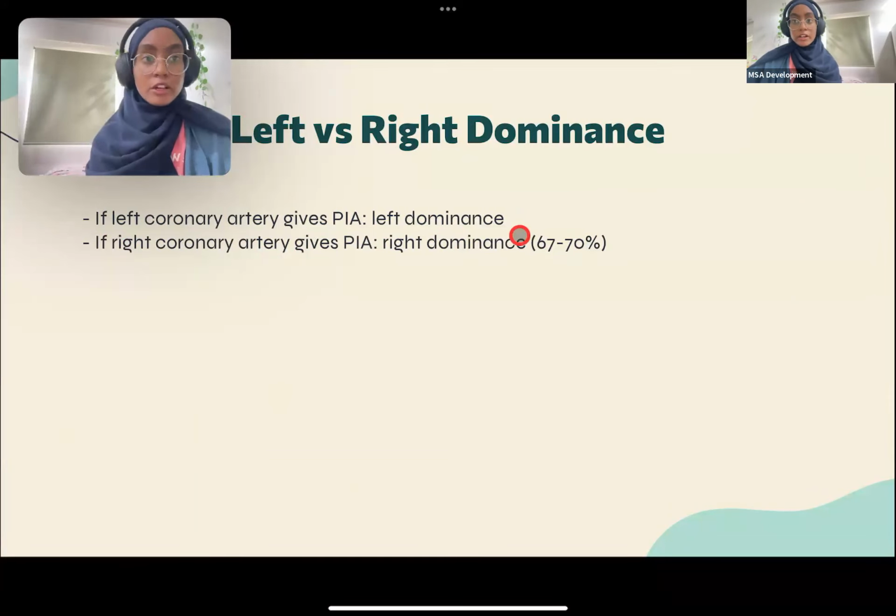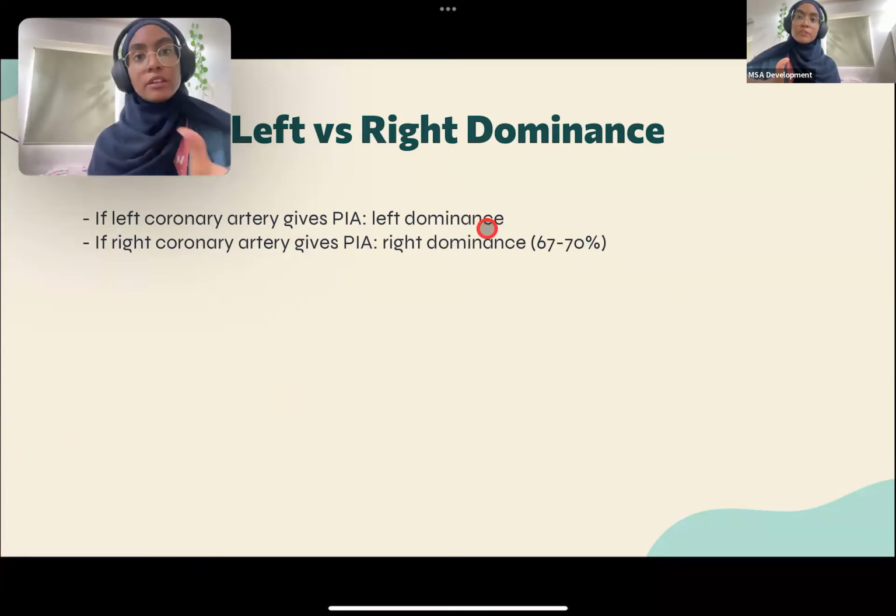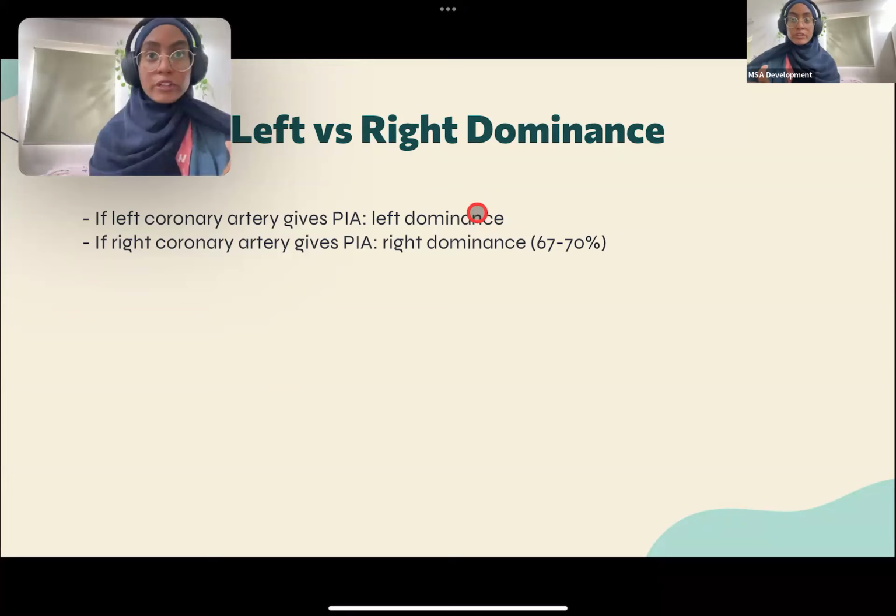Now, thankfully, thank God, 70% of us have right dominance. Why? Because if we have left dominance, the heart will be too dependent on the left coronary artery. Meaning anteriorly we have LAD, which is from the left coronary artery, and also posteriorly PIA would be from the left coronary artery. So if we have a blockage there, we're done. Okay. So alhamdulillah, most of us are right dominant. However, there are some people with left dominance.